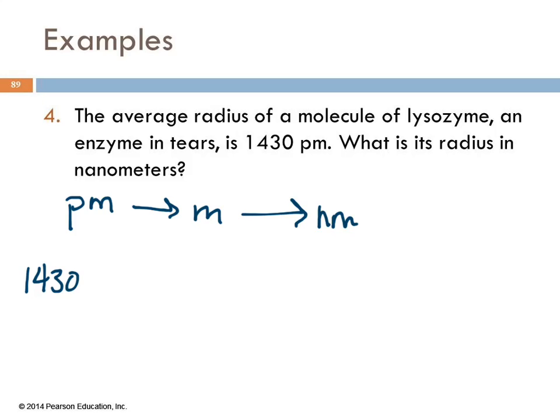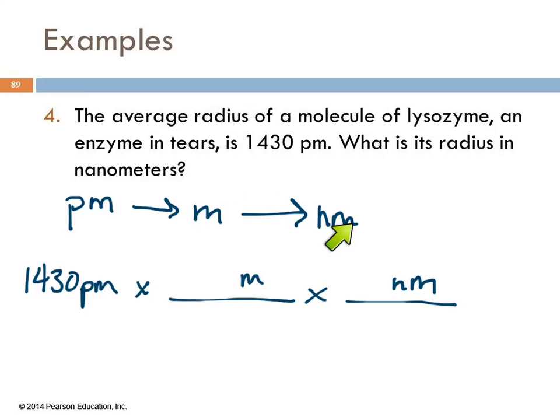So 1430 picometers, 2 arrows, picometers to meters to nanometers. Dora's path. Picometers, meters, nanometers. Picometers come down here, so they cancel out. Meters come down here, so they cancel out. I didn't write anything down for the unit equations. We don't really have to for this guy.